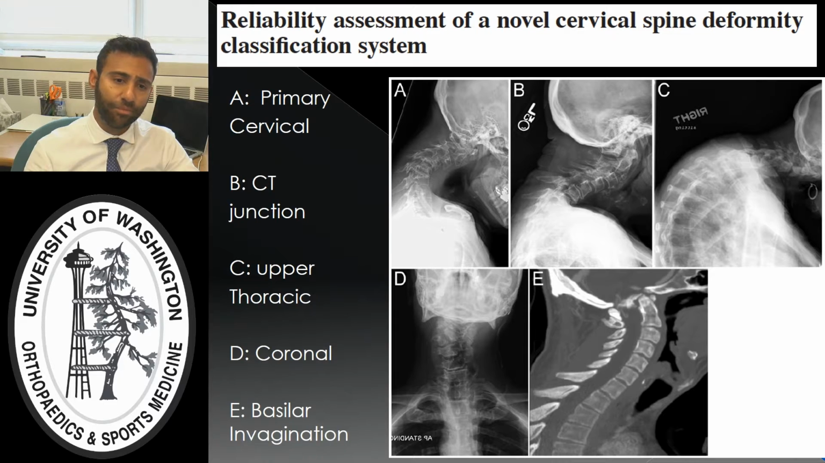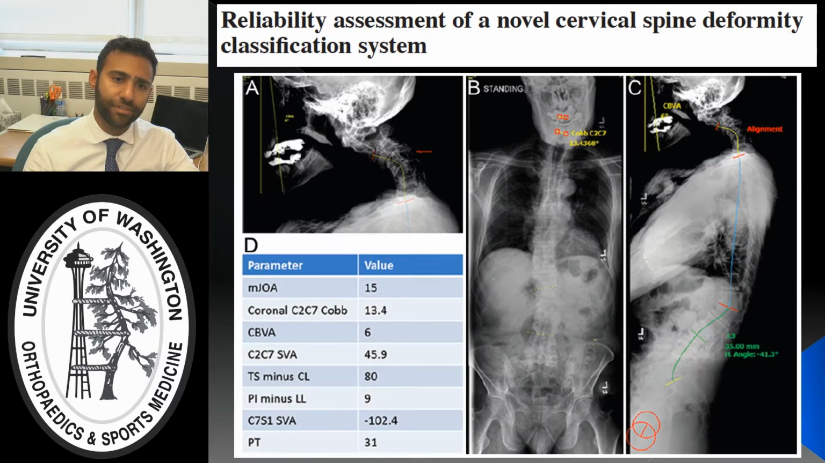These are some examples of cervical deformity. On the left, A is a primary cervical deformity with primarily cervical kyphosis. B shows primarily a cervical thoracic junction deformity. Type C shows an upper thoracic deformity where the deformity is really due to a very high T1 slope. D shows a more rare coronal deformity. And type E is more basilar invagination, which is seen more commonly with rheumatoid arthritis.